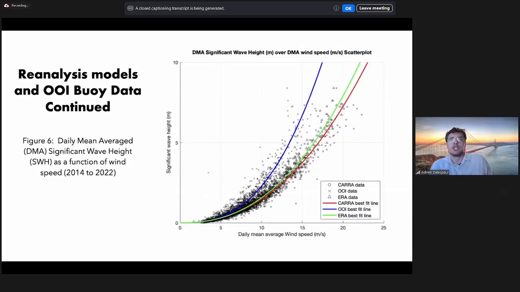And I think this image shows it a bit more directly as well. So the red and green lines represent the Kara and ERA 5 wind speeds respectively. And then the much higher slope attributed to the blue line represents the OI buoy, which further indicates the growing disparity between wind speeds and the reanalysis models.